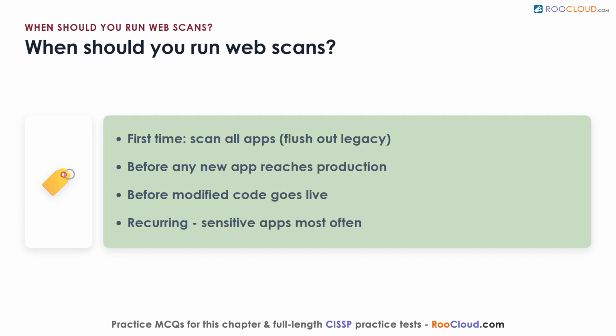Scan every application the first time you start this practice to flush out legacy problems. Scan any new application before it reaches production, and scan any modified one before its code changes go live. Then scan everything on a recurring basis, giving the most sensitive applications the most frequent attention. New, changed, or simply overdue, each is a trigger to scan.